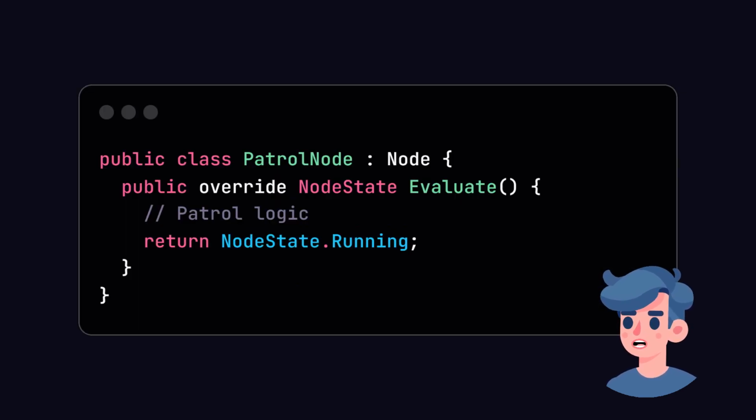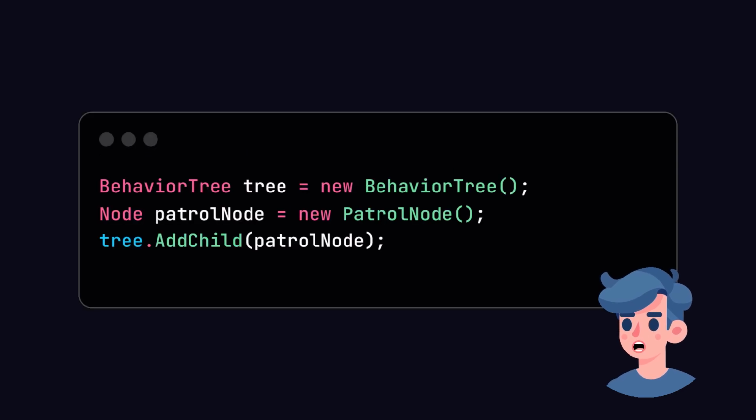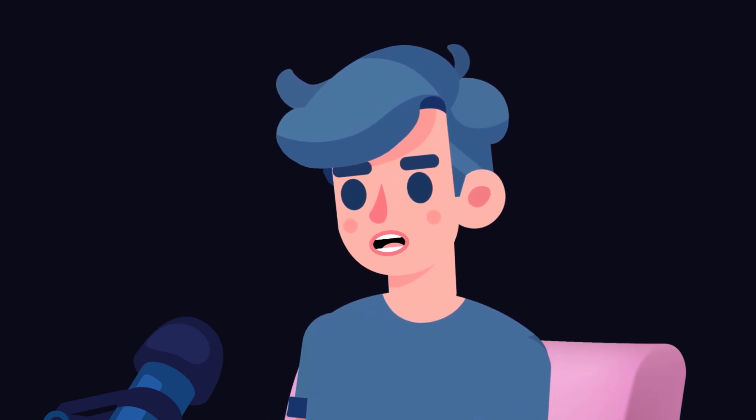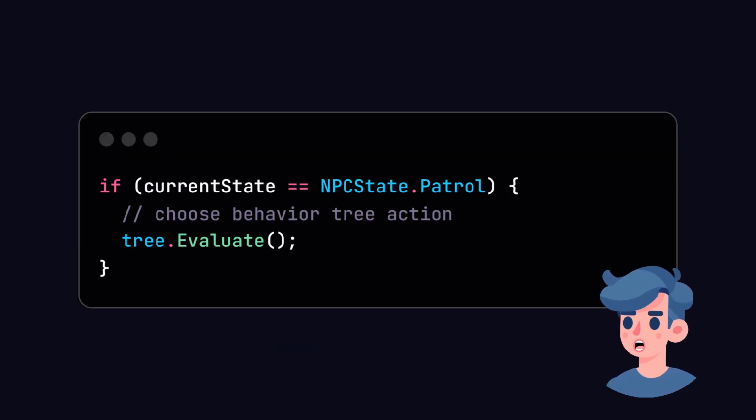Let's create some leaf nodes for basic actions like patrolling or attacking. We will create a tree structure to dictate the flow of decision-making for our NPC. As we build our tree with various nodes, we can see how decisions are made dynamically based on the game environment. Now, let's combine our FSM with our behavior tree to make our NPC more responsive and intelligent.